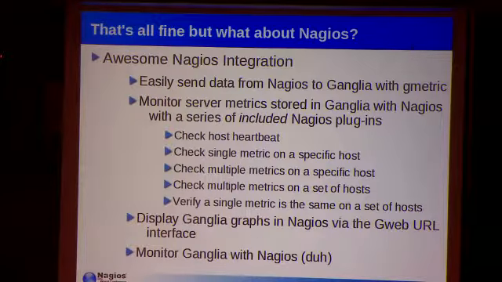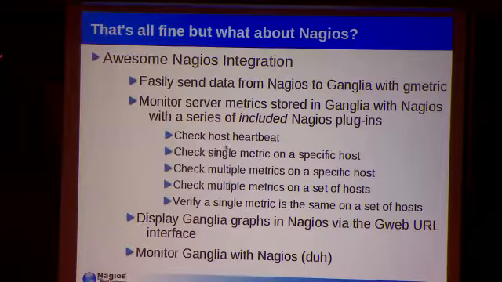Gmetad will literally just tell you, hey, yeah, here's your threshold. And you can do that for individual metrics on individual boxes, multiple metrics on multiple boxes, all that stuff. Here, the sub things. You can do all those.